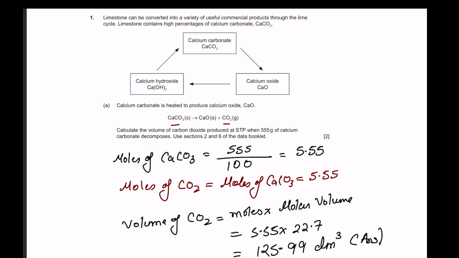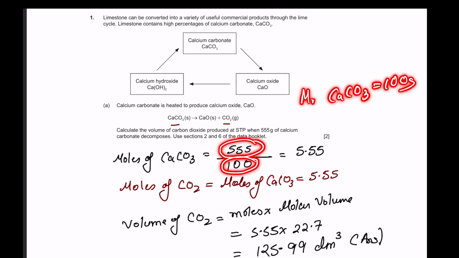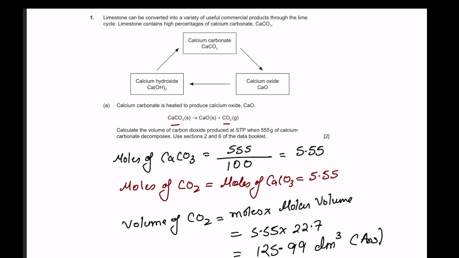So the first question says that calcium carbonate can be heated to produce calcium oxide and carbon dioxide. We need to find the volume of carbon dioxide produced at STP when 555 grams of calcium carbonate decomposes. But first we need to find the moles of calcium carbonate. To find the moles, we divide the given mass by the molar mass. The molar mass of calcium carbonate is 100 grams, so we get 5.55 moles of calcium carbonate.